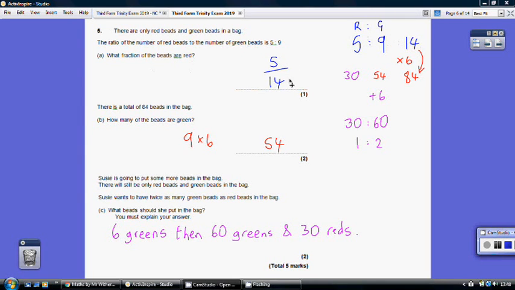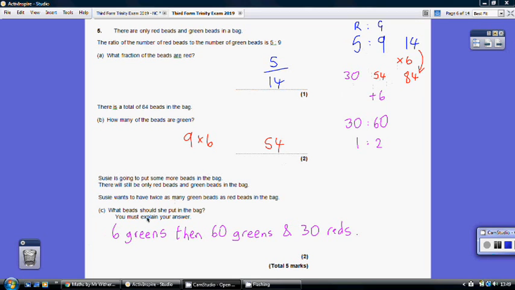So that's 5/14. Now we're told there is 84 beads in the bag in total. How many of the beads are green? So our total is 84. So put 84 into the total column, and using your calculator, if you do 84 divided by 14, you can see that that is 6 times as many. So to get this row here, we're going to multiply by 6. So 5 6s are 30, 9 6s are 54. So how many green beads have we got? We've got 54 green beads.